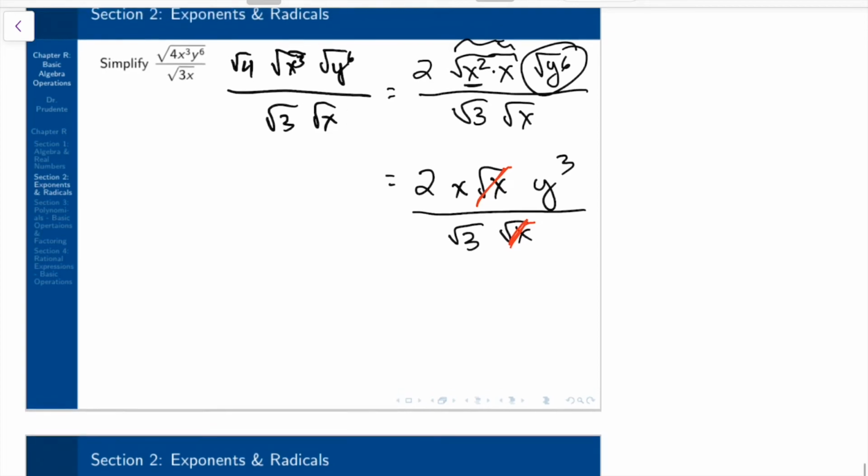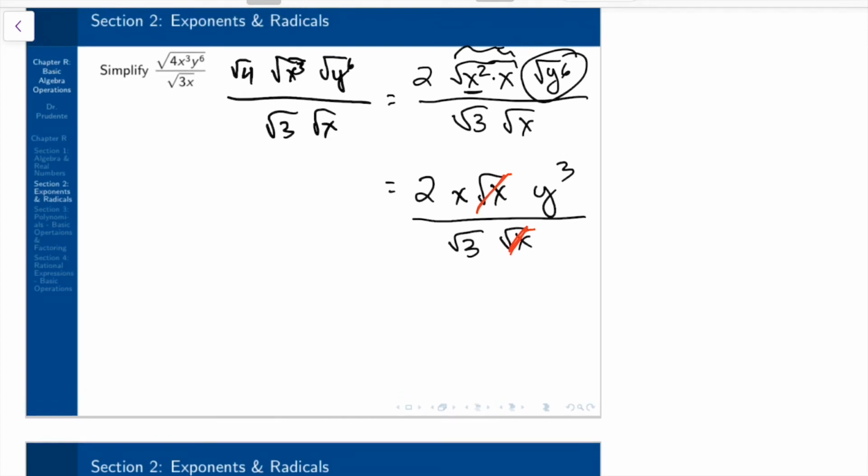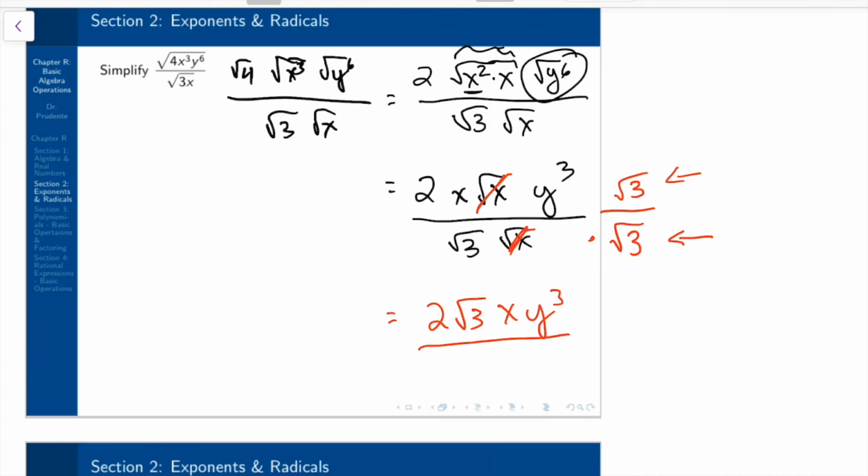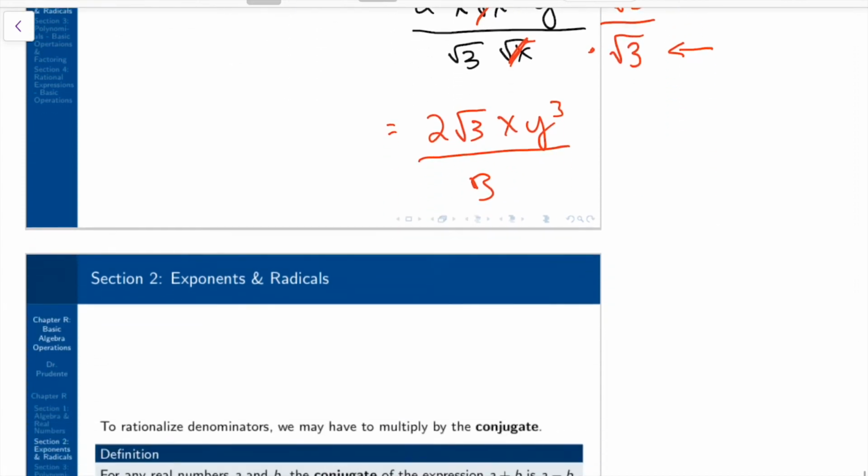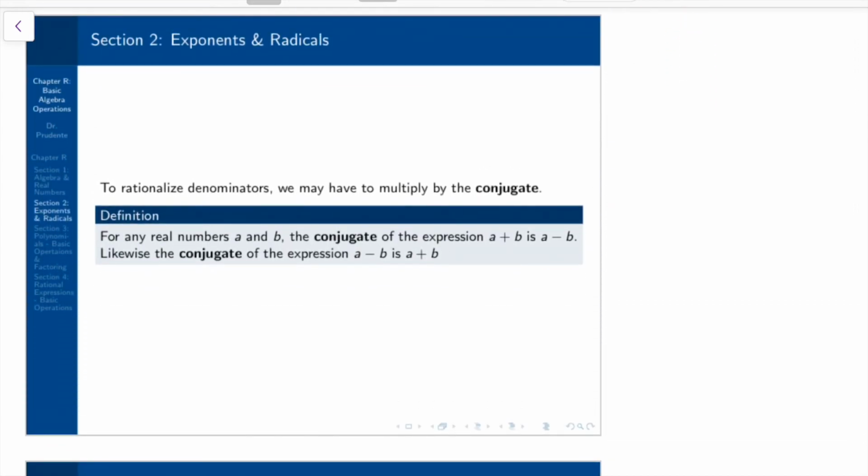One of the things I wanted to do to simplify this is that I can't have a square root in the denominator. One way to get rid of that square root of 3 is to multiply by another square root of 3. But whatever I multiply on the bottom, I must multiply on the top. I can't just multiply whatever I want anytime. I have to multiply on the numerator and the denominator. So my final answer will be 2 root 3 x y cubed, that's what my numerator is, all over 3, because the square root of 3 times the square root of 3 will just be 3.